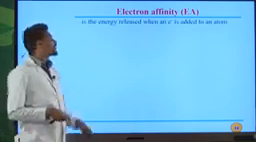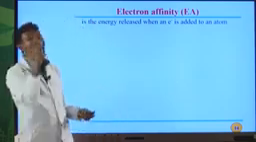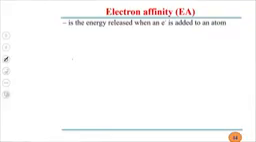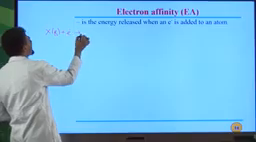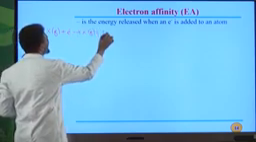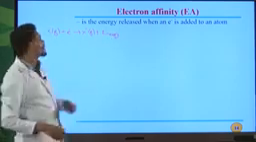The next one is electron affinity. This is the energy released when an electron is added to an atom. The process is opposite to that of ionization energy. So this is represented by this general equation. The energy released when an electron is added, for example, X in the gaseous form, when an electron is added gives X minus in the gaseous form plus energy released. So this process is an exothermic process.